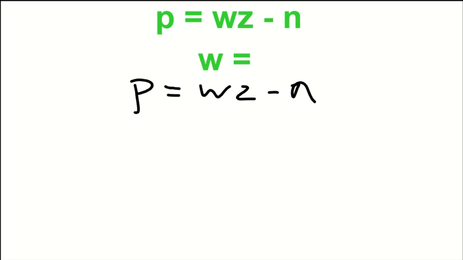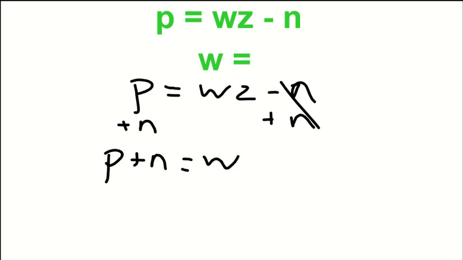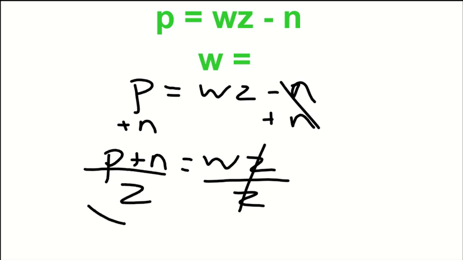Solve by doing opposite, so we add n to each side. We get rid of the addition or subtraction first. So we got P plus n equals WZ. Got to get W by itself, so we divide by Z. And that ends up as our answer.